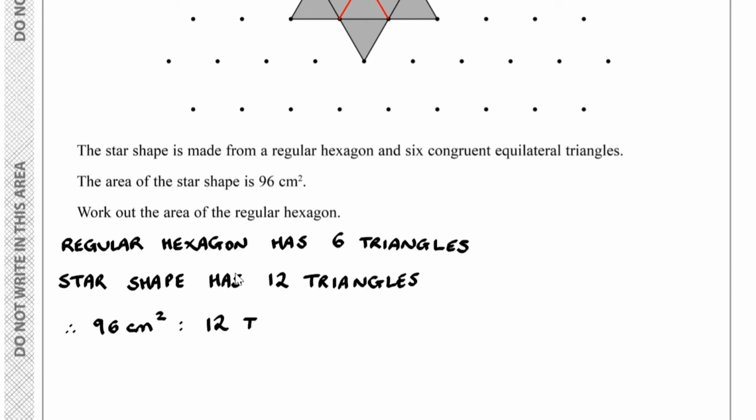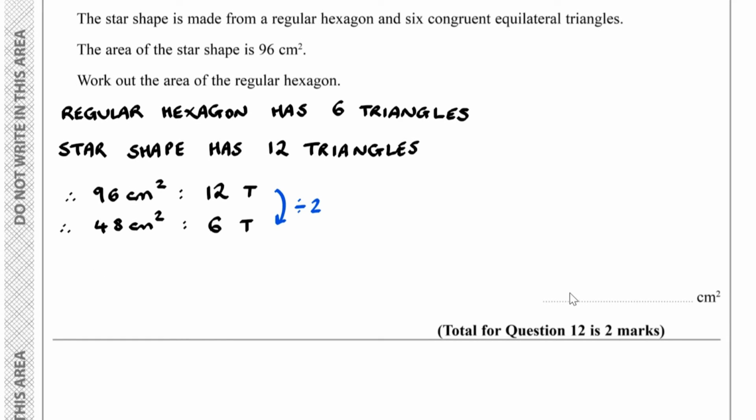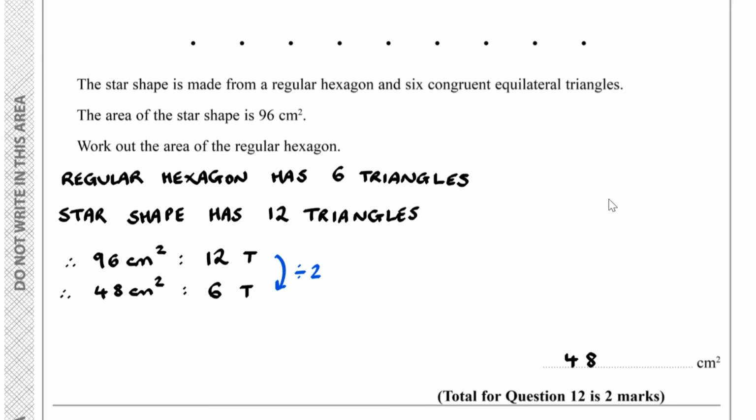So what we need to do is find out what area is represented by 6 triangles. Well, that will be half of 96, which is 48. So we have 48 centimeters squared for the area of the regular hexagon.